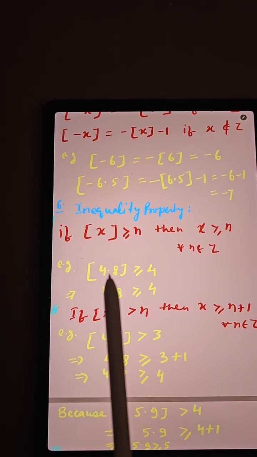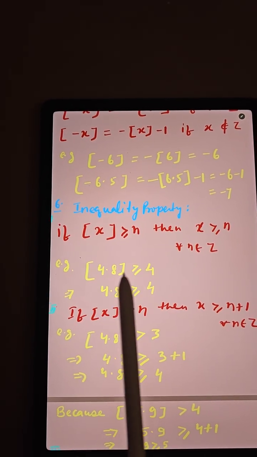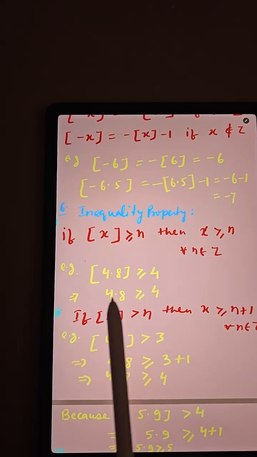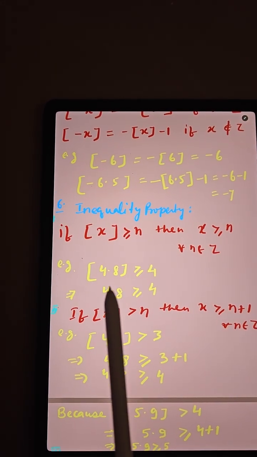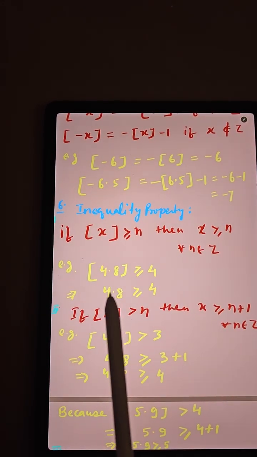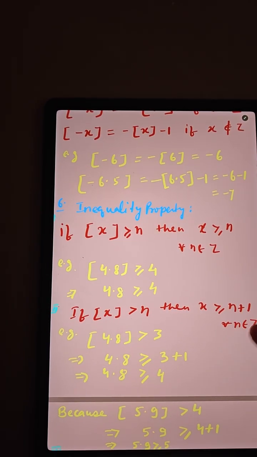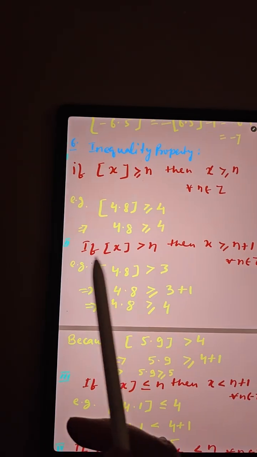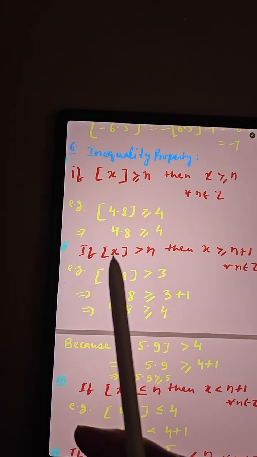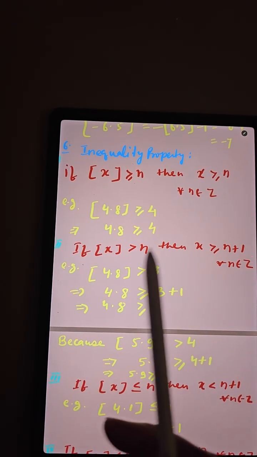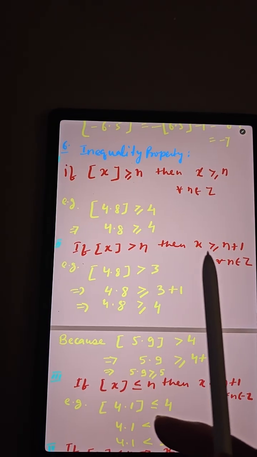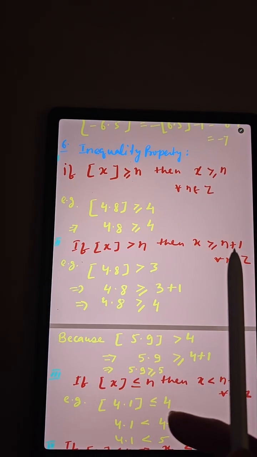So let us understand: the greatest integer function of 4.8 is greater than or equal to 4. So without the greatest integer, only the number 4.8 will be greater than or equal to 4. Okay, so this property you have understood. Now come to this. If the greatest integer function of x is greater than n, then x will be greater than or equal to n plus 1.